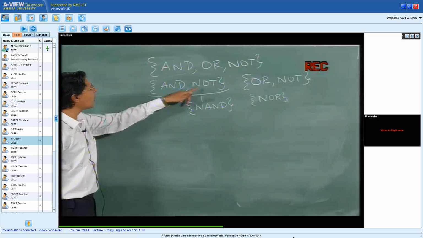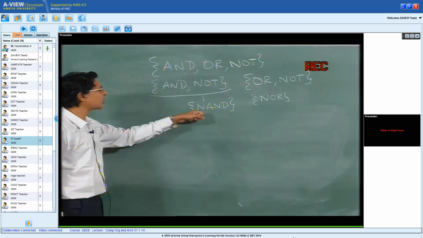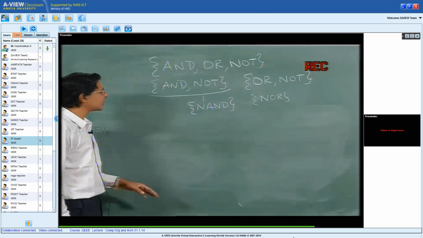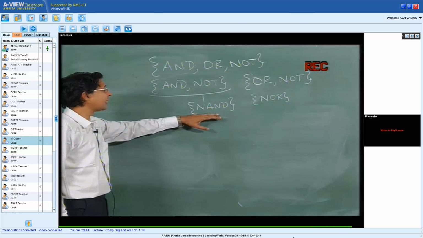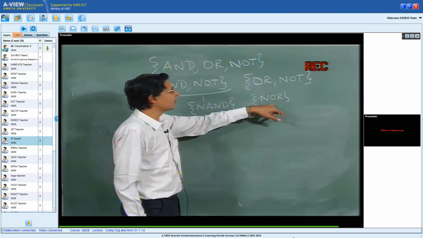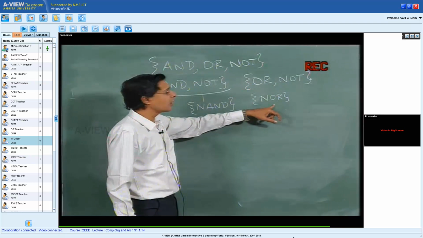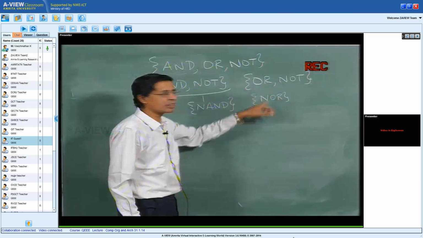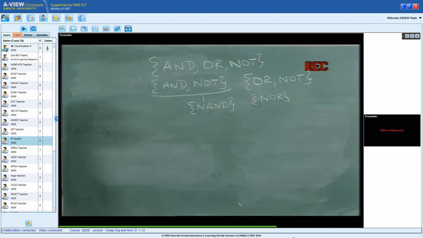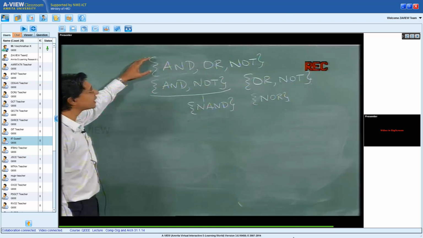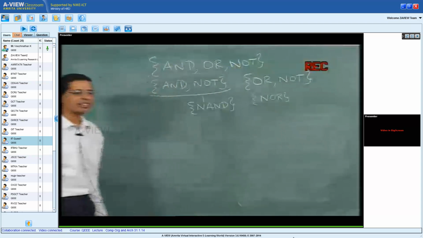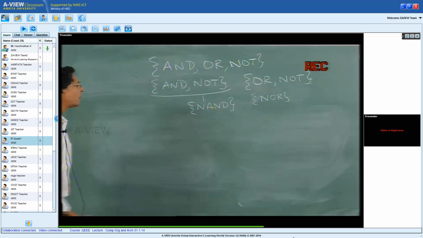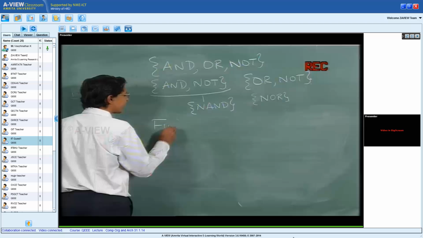Now since AND and NOT both functions could be realized in terms of the NAND gate, any Boolean function can be realized using only the NAND gate. Similarly, any Boolean function can also be realized only using the NOR gate, because OR and NOT could be realized using the NOR gate. So all these 5 sets, we are seeing 5 sets here: set number 1, set number 2, set number 3, set number 4 and set number 5. All these 5 sets are functionally complete sets.